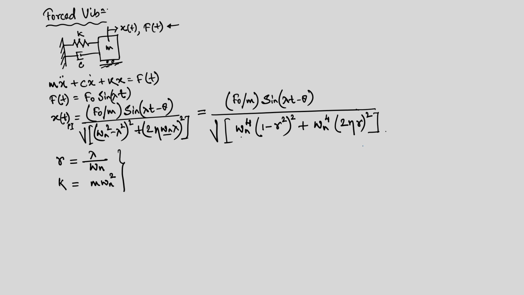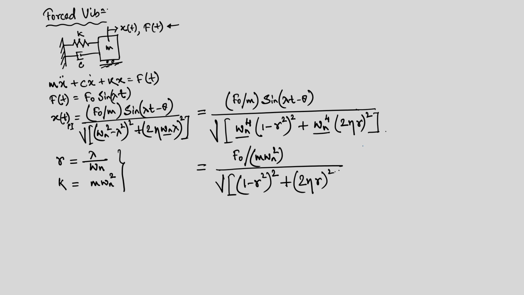And then what we can do? We can take this omega n square common and then take it out of this square root, and then further simplification will give f naught divided by m omega n square. So, that is there, and then we have in the denominator 1 minus r square whole square plus twice eta times r whole square, then sin lambda t minus theta.